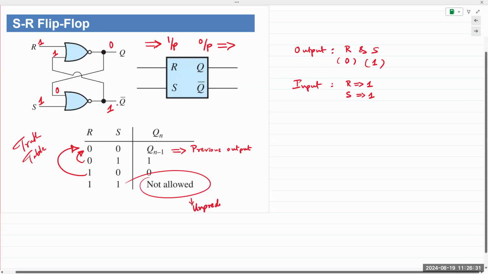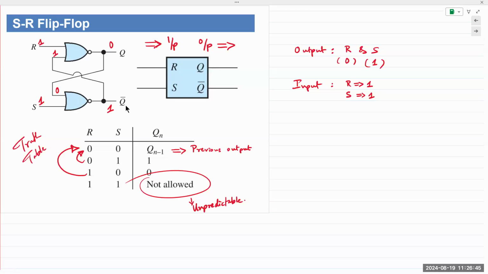So whenever it's unpredictable, we say the state is not allowed. We cannot use it. So SR flip-flop is just used as a teaching module, teaching example.